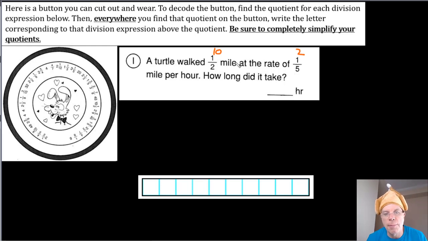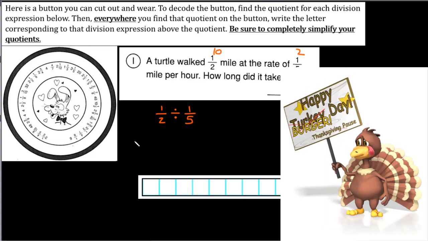And once we know that the operation is division, then we can just apply that operation to the more difficult numbers, 1/2 divided by 1/5. And during the pause, if you apply the definition of division, dividing is the same as multiplying by the reciprocal. You can solve this problem. Look for your answer on the button, and then come back and see how you did. Paused.